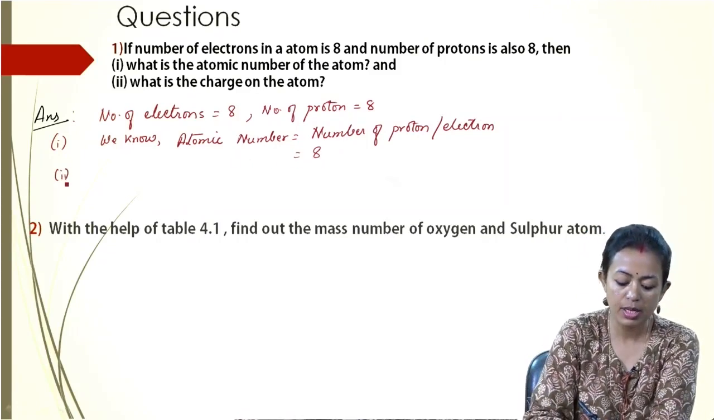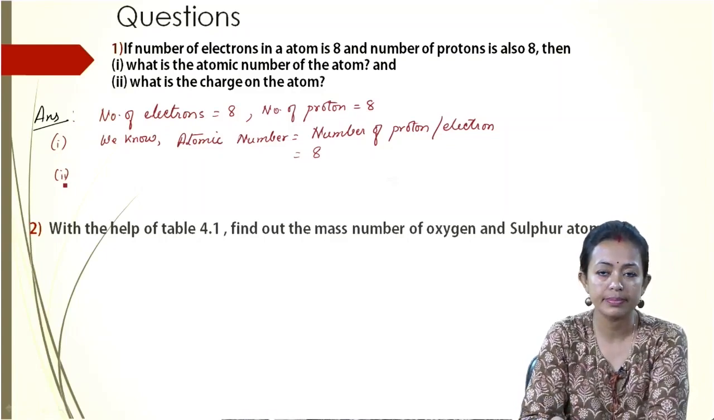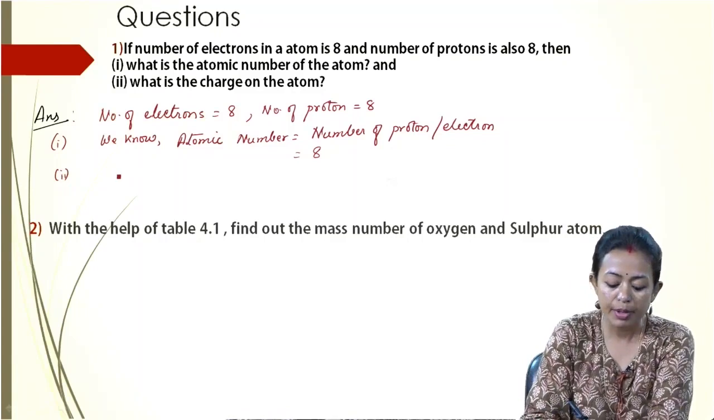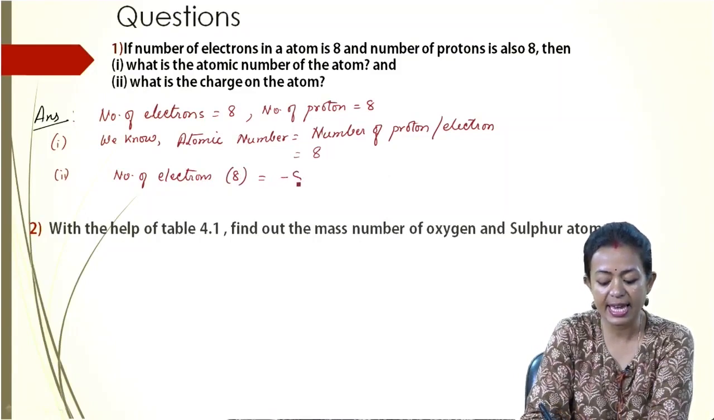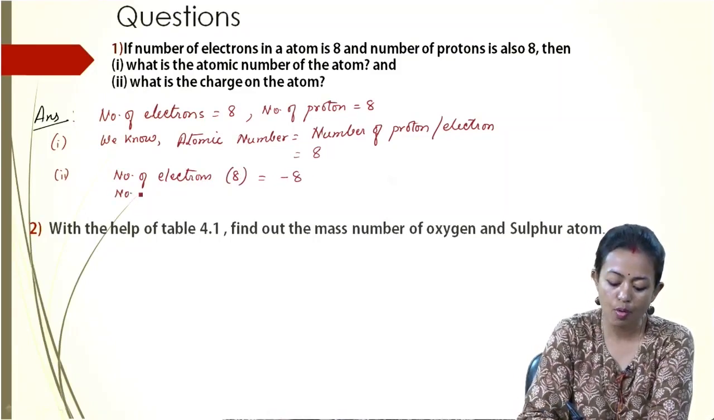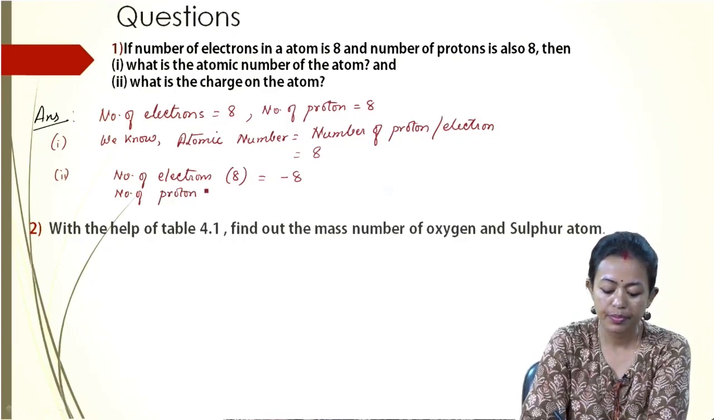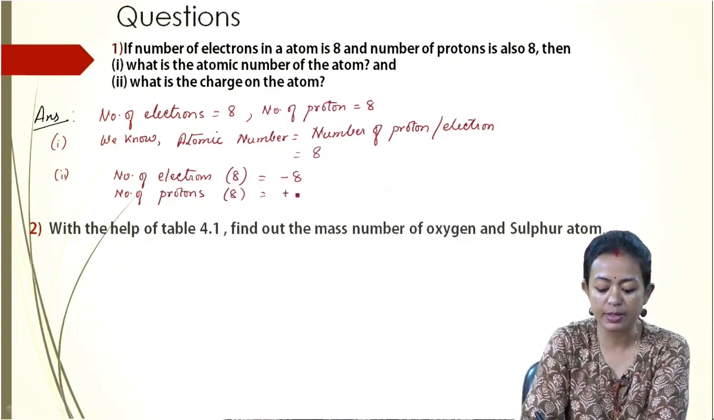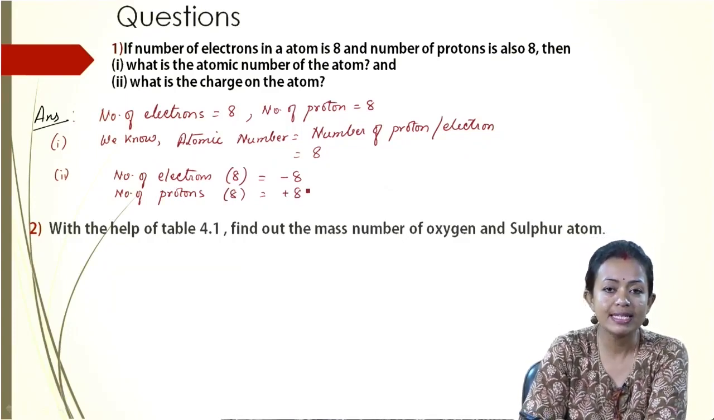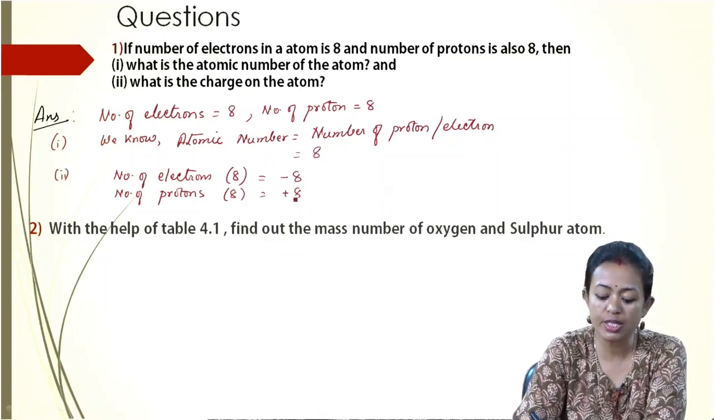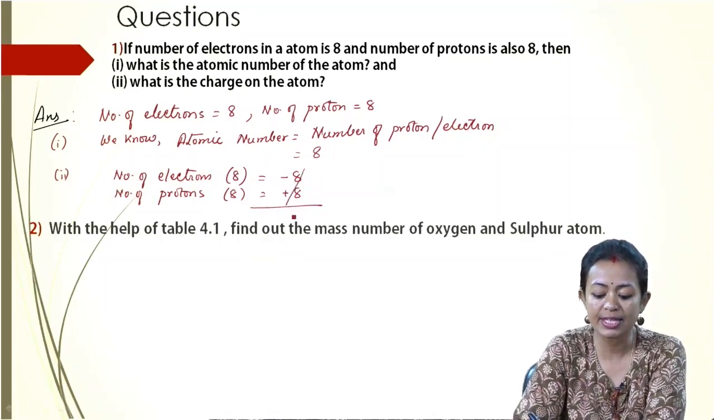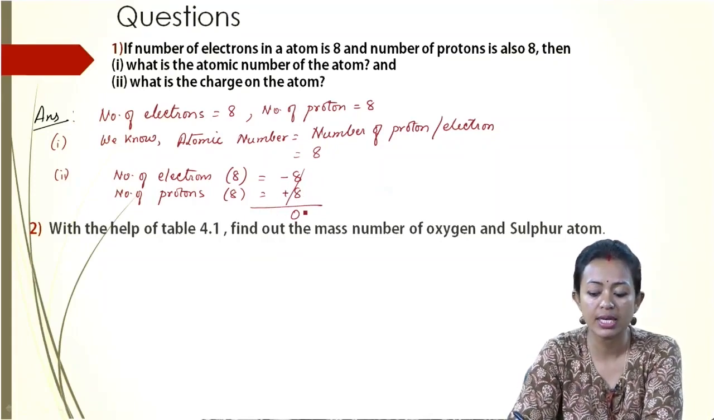The second part: what is the charge on the atom? What do you think would be the charge of the atom? Because the number of electrons is 8, that is 8 negative charges, whereas the number of protons is 8, that is 8 positive charges. And we know that the number of protons and electrons in an atom is equal.